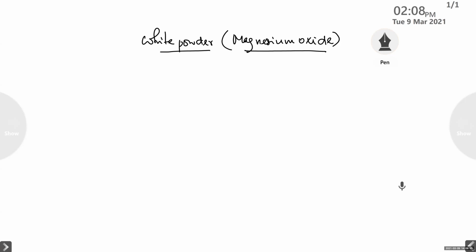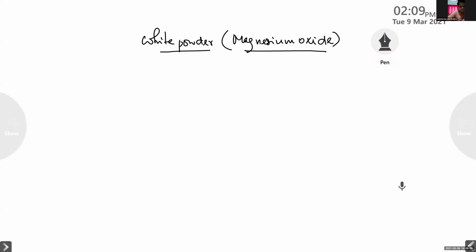So the question is, what is the white powder formed? There is a change in color. Magnesium is silver gray in color. Now that is converted to white powder. A color change is there, and white powder is formed. What is the white powder formed? The white powder is magnesium oxide.